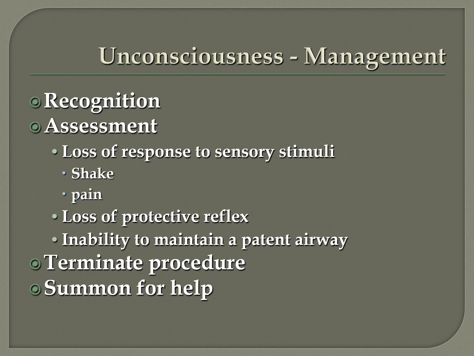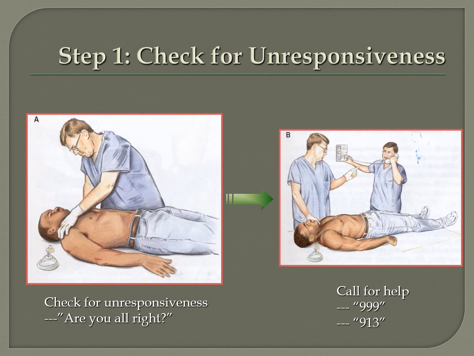So if the patient is unconscious, how will you treat? First, we recognize the problem and assess the response to sensory stimuli, such as shaking the patient or pain, and loss of protective reflexes, to maintain the patient's airway. First you check whether there is any obstruction in the airway, remove it, maintain the airway, terminate all procedures and call for help. For unresponsiveness, first ask the patient, are you alright? Check the patient and ask, and don't ask slowly; call vigorously and ask, are you alright? Like that, and call for help. Call the medical emergency team.